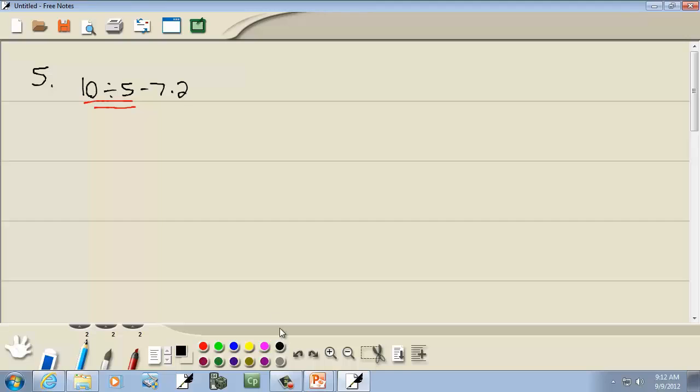Here's my first multiplication or division. 10 divided by 5 gives us 2, and I'll bring everything else down. Okay, I'm still on the multiplication and division. The only other one we have is right here, so I'll do that. 7 times 2 is 14. Now Aunt Sally, addition or subtraction as I encounter either one from left to right. And here's 2 minus 14, which gives us negative 12. And that's our answer.